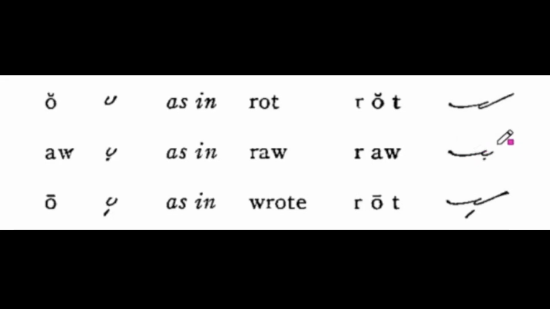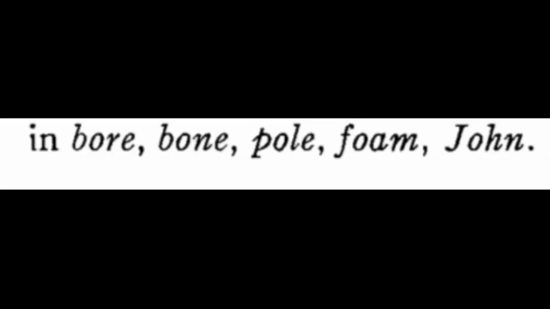R-ah, raw. The hook with a short dash beneath it expresses the long sound of O, as in wrote. R-O-T, wrote. The O hook is placed on its side before N, M, R, and L, except when preceded by a downward character, such as B, P, F, or J, as in the words bore, bone, pole, foam, John.